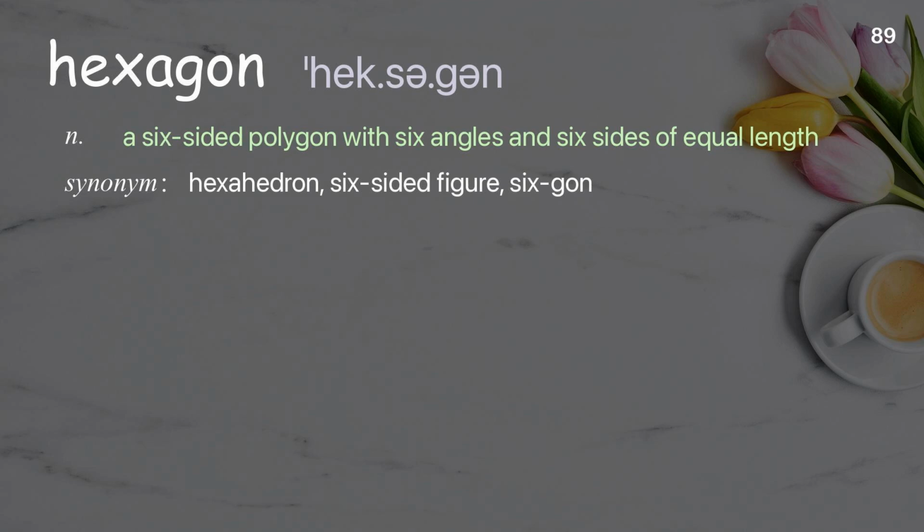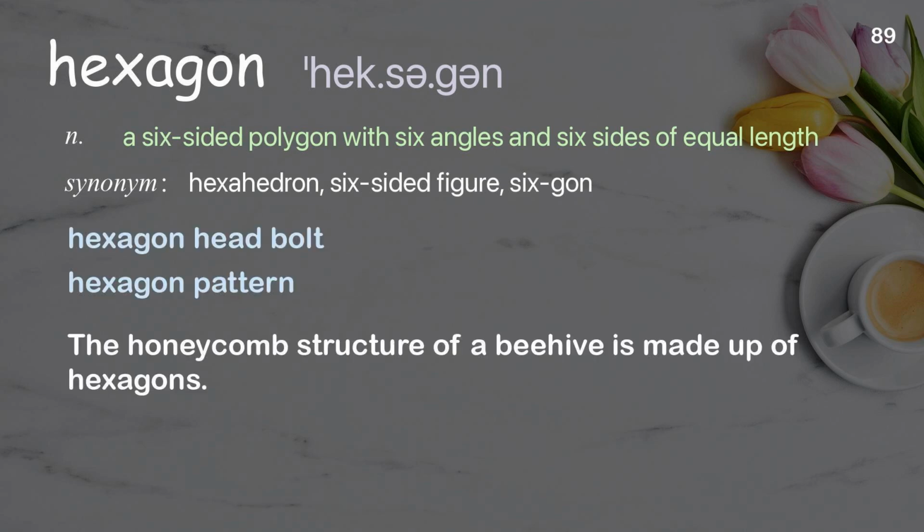Hexagon: a six-sided polygon with 6 angles and 6 sides of equal length. Examples: hexagon head bolt, hexagon pattern. The honeycomb structure of a beehive is made up of hexagons.